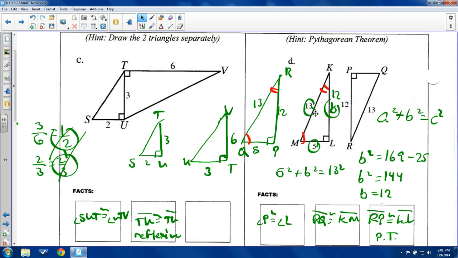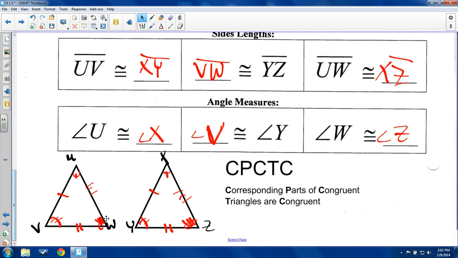Now that's because of HL, but it's also because of CPCTC. I already proved the triangles are congruent, so I can fill in the rest of the information, just like these angle measurements. I don't know what they are. I can use trigonometry to figure them out, but they must be congruent. Same with these guys. And that's all what CPCTC is. So once you prove triangles are congruent, or if they give that information to you, then you know that there are identical parts, and you have to match them up. UV and XY, angle W and angle Z, etc.